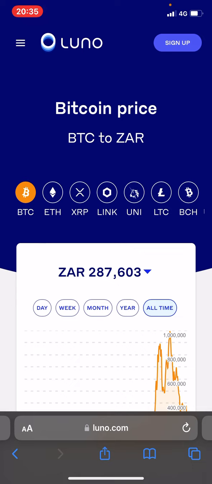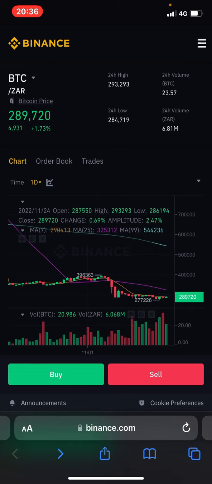As you can see, they are selling this one BTC at the rate of 287,603 rands on Luno. On Binance, the price is different. They are selling this one BTC on Binance at 289,720 rands. So you see, there is 2,100 rands in price difference between the two platforms.